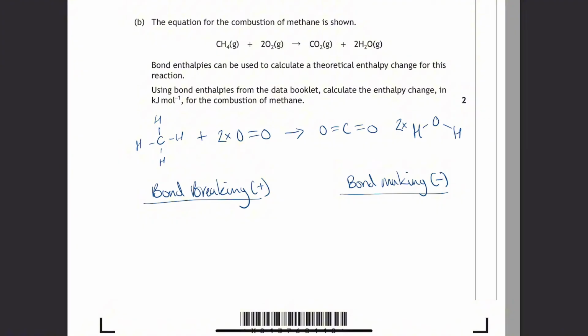So we are breaking 1, 2, 3, 4 C to H bonds, and again I recommend scoring through the bonds as you go. And then we're breaking 2 oxygen to oxygen double bonds because there's 2 moles of that. Then here we are making 2 C double bond O, and 1, 2, 3, 4 O to H. So I'm just going to look up the enthalpy values in the data booklet now.